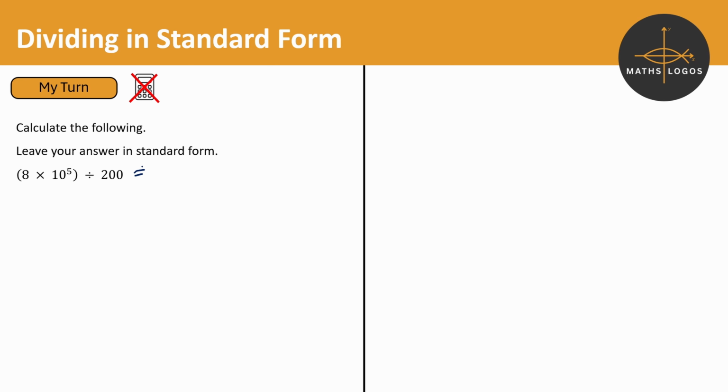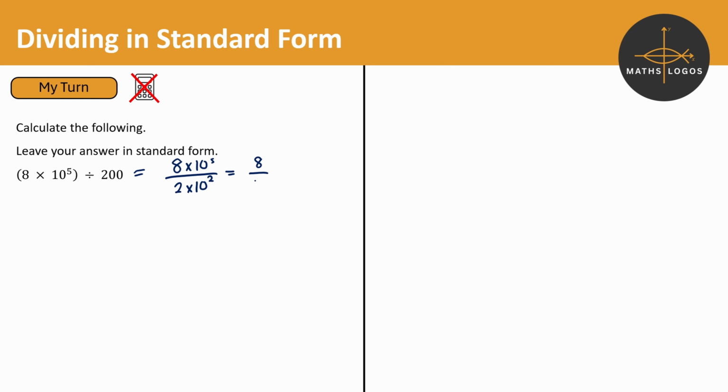Let's start in the standard way by rewriting it as a fraction. 8 multiplied by 10 to the power of 5. And on my denominator, I've got 200. I'm going to write 200 in standard form as 2 multiplied by 10 to the power of 2. That's the extra step that makes this question a little bit different.